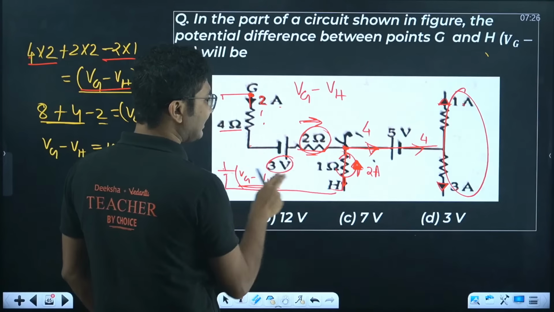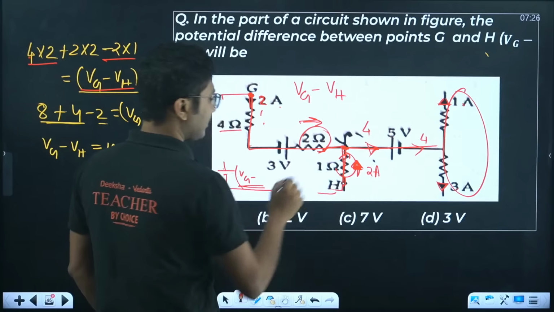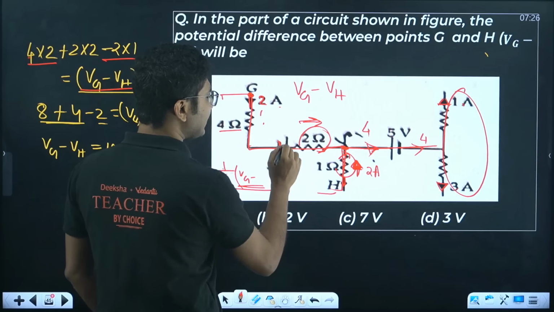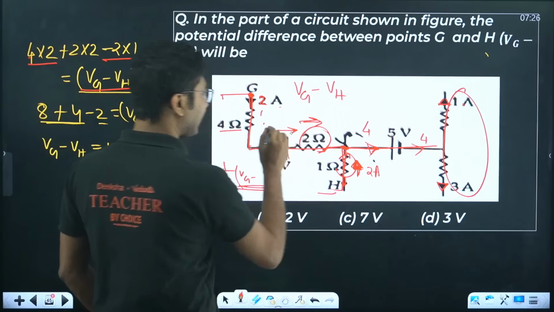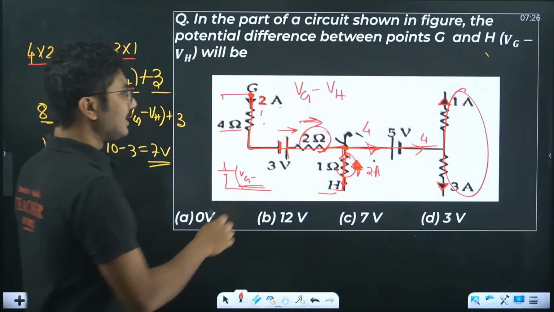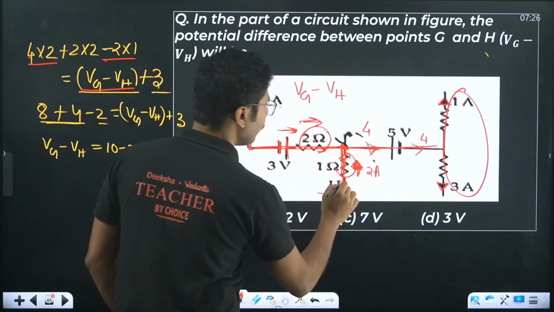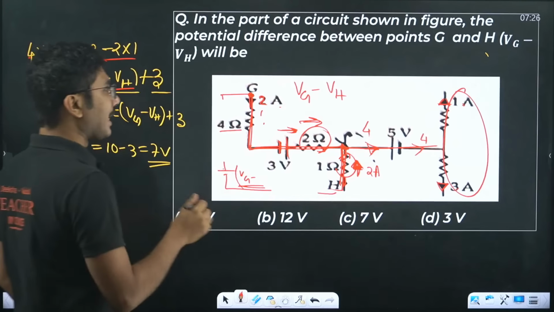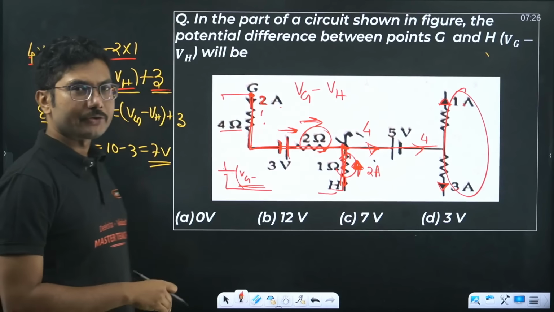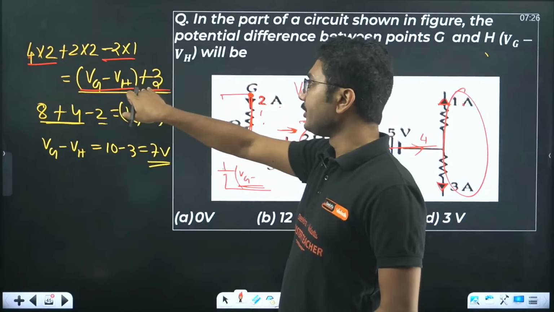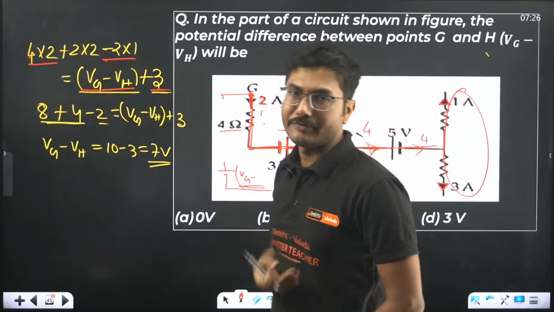Now why are we adding this 3 volt? Throughout the process we are going in this direction. What is the direction of this cell when it is trying to send the current? It is sending the current in this direction. The cell is sending the current in the direction through which we are moving. We are moving in the same direction as the cell. That's why on the right hand side the cell is positive, same as our imaginary Vg minus Vh, this is also positive. From this you just simplify and calculate Vg minus Vh.